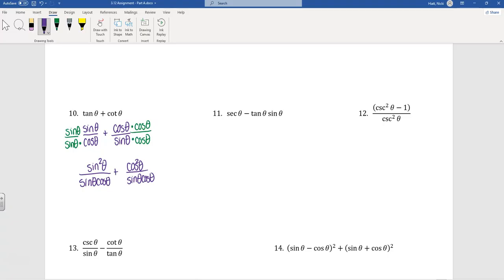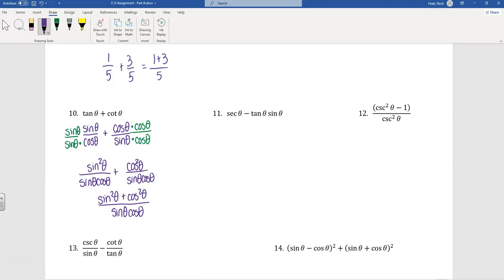And now I have common denominators, right? The denominators of these two fractions are the same. So when I have common denominators, like when I have 1/5 plus 3/5, I add the top, I keep the bottom the same and only write it once. So I'm doing the same thing here. I'm going to add the top, sine squared theta plus cosine squared theta over sine theta cosine theta. Now, I think we can all agree this looks worse than it did when we started.